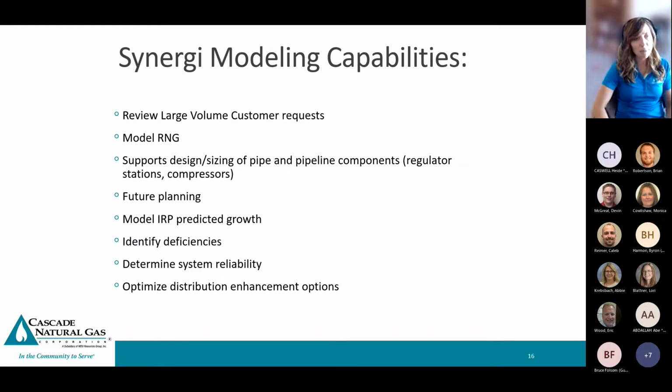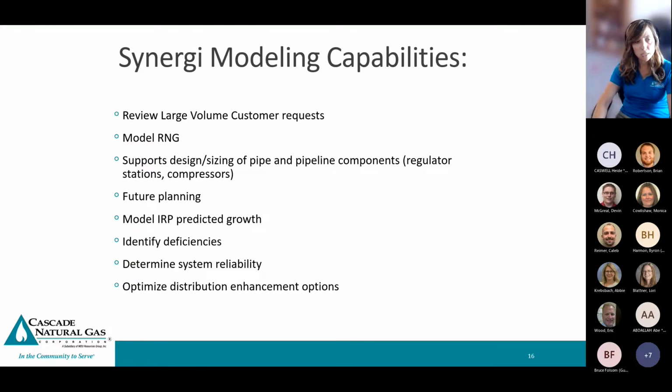So we spend a lot of time and money on the Synergy models, and I just want to go through our capabilities. With these models that are calibrated, we can review large customer requests. We can model RNG with them. It supports our design and sizing of pipe and pipeline components, lets us do future planning, lets us model IRP growth, and it's a tool to identify our deficiencies.